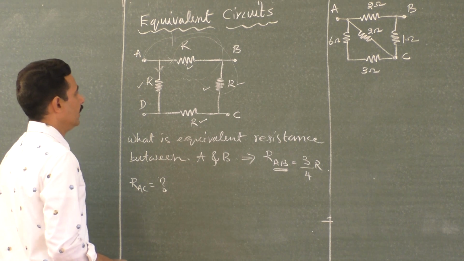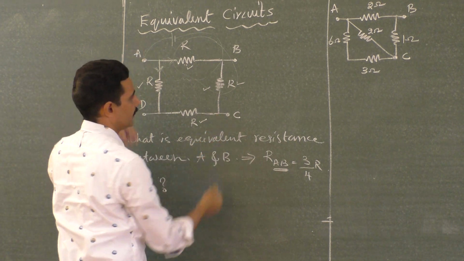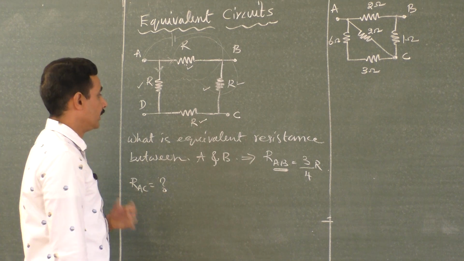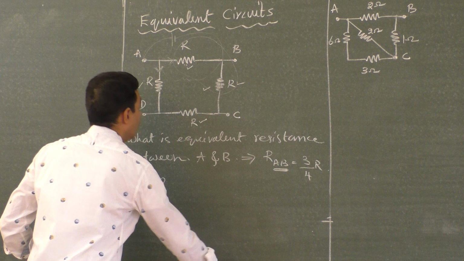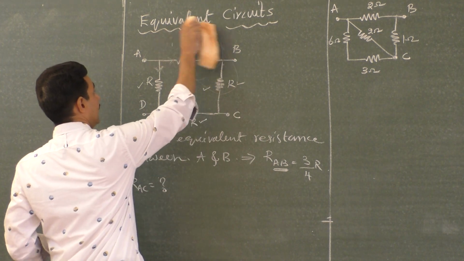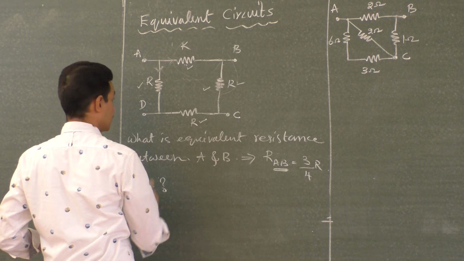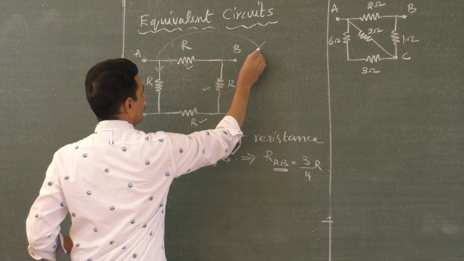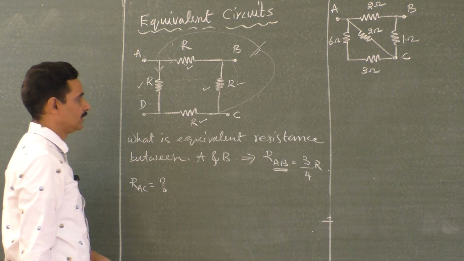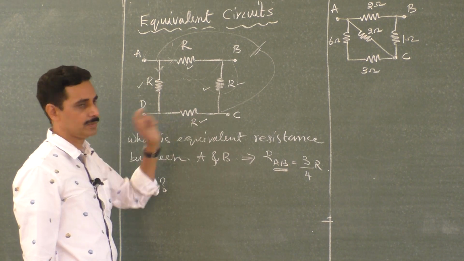R between A and C, how much? Now these two are the points which are very important for us. Last time all three were in series. Now they are not, because you have to connect the battery between A and C. So you are asked to find the resistance between A and C. That means you have to connect the battery here, right? Equivalent resistance between A and C. Suppose a battery is connected between A and C.